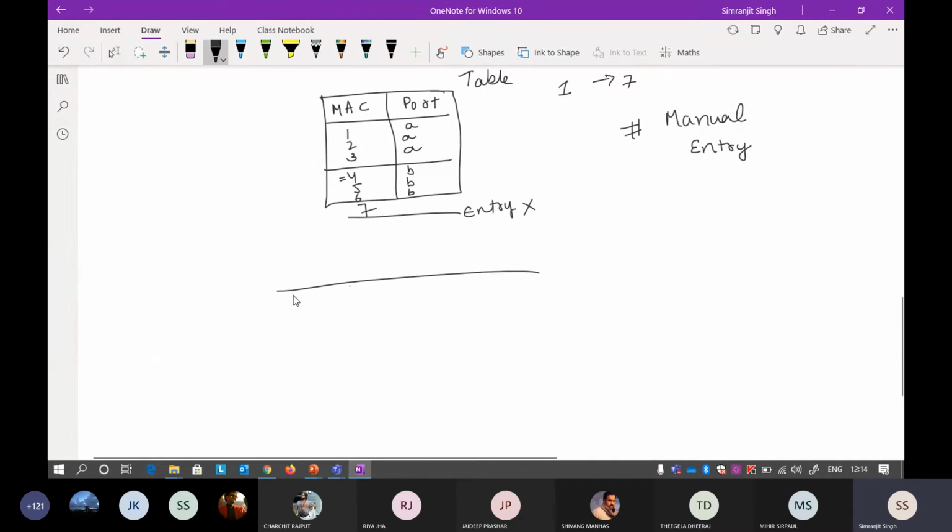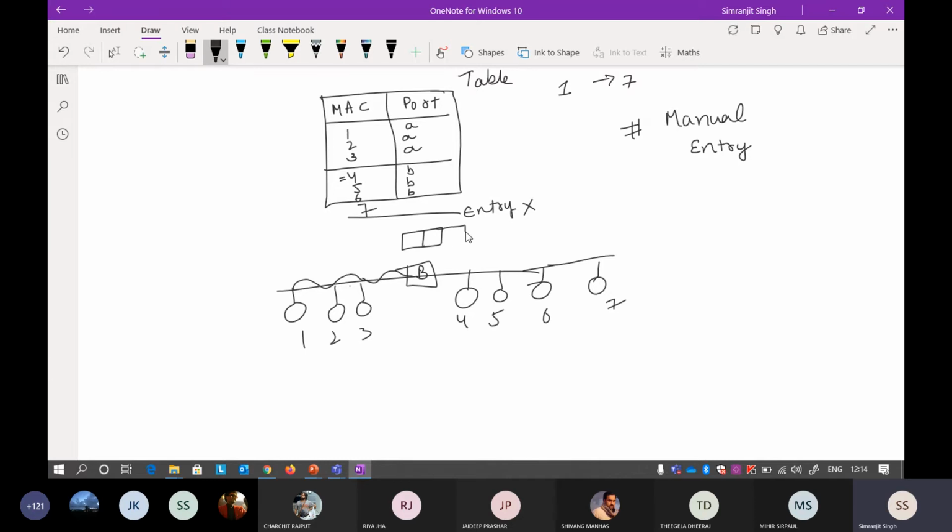I'll again take the same example. Suppose this is a bridge. These are the devices that are connected to it, and a new device is introduced. When the new device is introduced, it will send a message towards this bridge. Now the bridge will look at the source and destination MAC. At the source it will find that the source is 1 and the destination is 7.